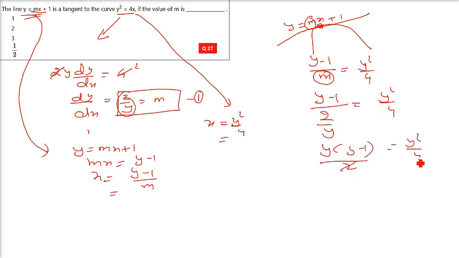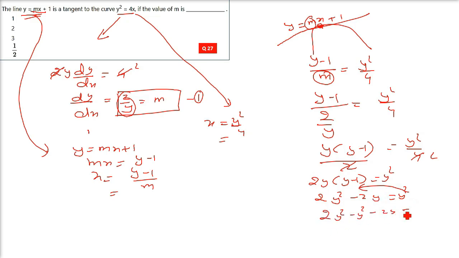Alright. Now you can solve this equation, and I told you, you cannot cancel the variables y or x. You have to make a proper equation and only then go about it. So I'm taking this here and making a proper equation: 2y square minus 2y is equal to y square, so y square minus 2y equals 0.